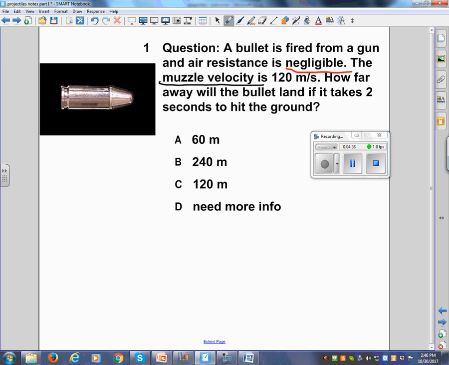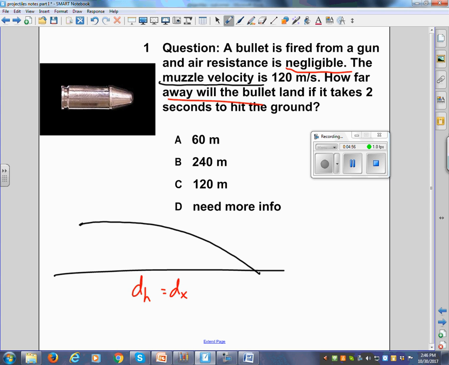How far away will the bullet land if it takes 2 seconds to hit the ground? Okay, so the bullet goes like this. The question is, how far away? We're talking about the horizontal range, DH, if you will, or DX, displacement or distance. And the time is 2 seconds. How far away will the bullet land?